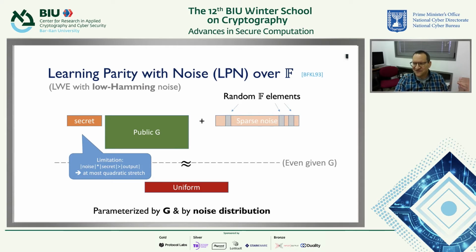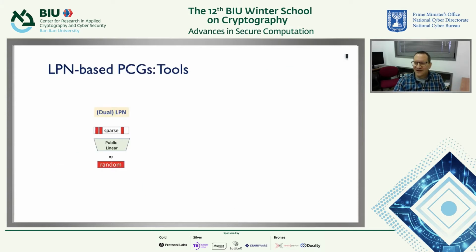We will see why soon, but let me just say that there is a certain limitation. Just the trivial attacks of guessing a set of coordinates that are linearly dependent and have no noise impose some restriction on the relation between the stretch and the noise, which basically results in a quadratic limitation on the stretch of one type of PCG constructions based on LPN, and for this we will use a dual form of LPN to get around this quadratic stretch limitation.